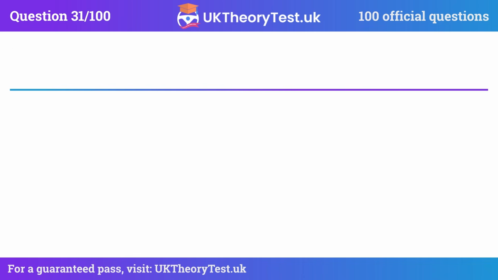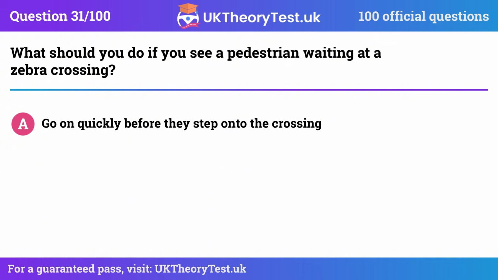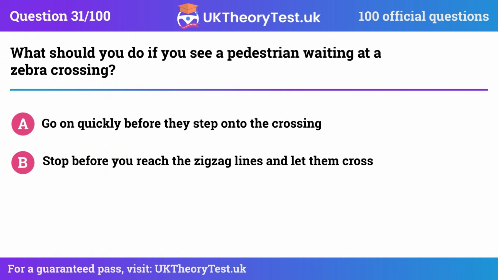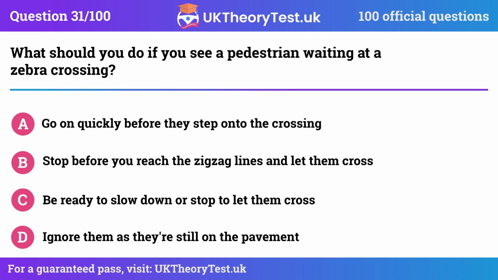Question 31. What should you do if you see a pedestrian waiting at a zebra crossing? A. Go on quickly before they step onto the crossing. B. Stop before you reach the zigzag lines and let them cross. C. Be ready to slow down or stop to let them cross. D. Ignore them as they're still on the pavement.